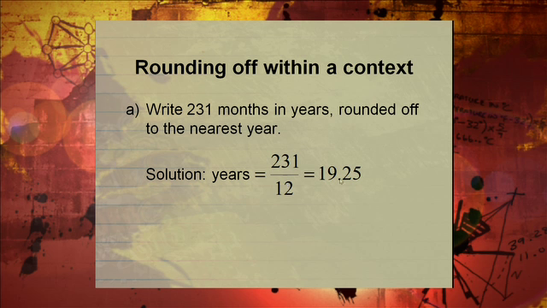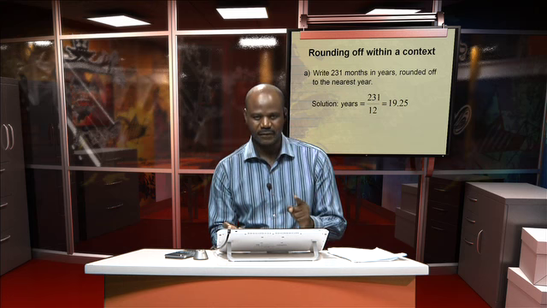Then you go 19.25. I want to interpret this. This is why I'm saying rounding off within a context. Listen up. You have 19.25. 0.25 gives you a quarter, meaning 19 years and a quarter. I take it further: 19 years and 3 months. How many quarters in a year? 4 quarters. 3 months make 1 quarter.